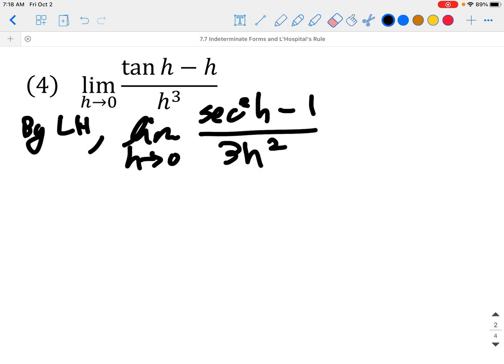3h squared. Okay. So then if I look at that, direct substitution gives me 1 minus 1 over 3 times 0, so I get 0 over 0 again. So now I need to apply L'Hopital again. Now you could try to factor and move stuff around. Doesn't look like there's going to be an obvious factoring that helps us. So we'll do L'Hopital again.